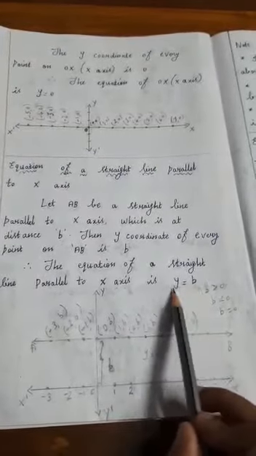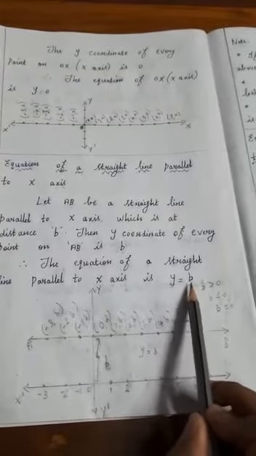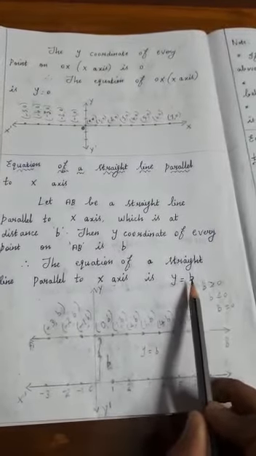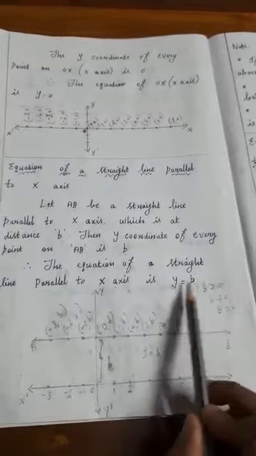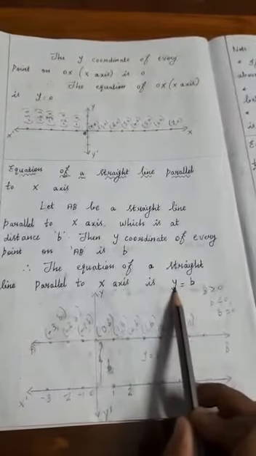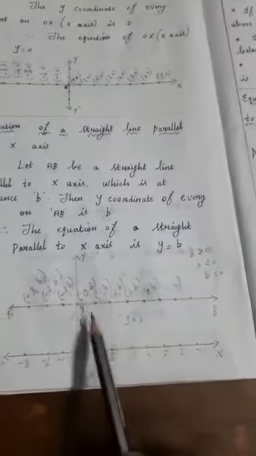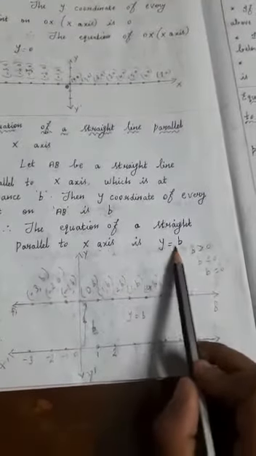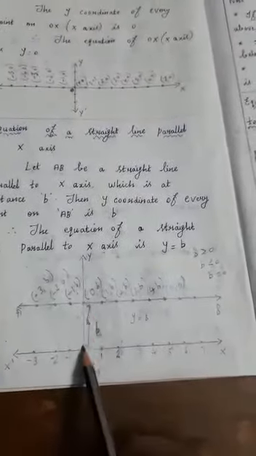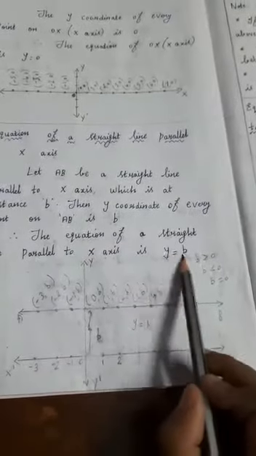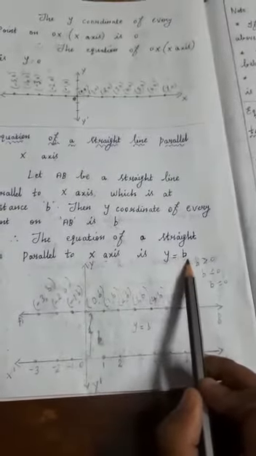y is equal to b means the y coordinate is the distance we have considered, and that distance will not change. So that's why we have written this equation, y is equal to b. Generally we have written y is equal to b because this distance we have considered is b, so that's why we have written that the y coordinate of every point is b.